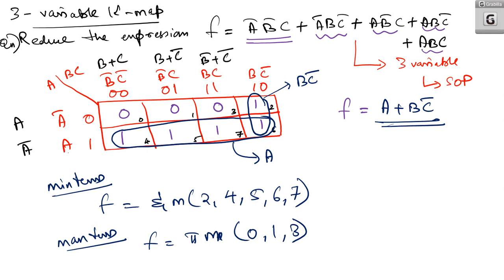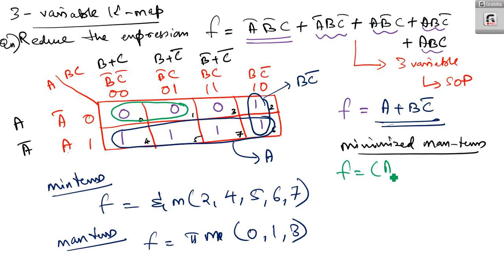Okay. Now if you need to get the minimized max term representation, here what we can do? You cannot club 3, because here you are having 0, 0, 0, that means you cannot club 3. But you can club 2. If you are clubbing these two, what do you get? A is common. Then which is common? B is common. So you can write f is equal to A or B, and this is the last term.